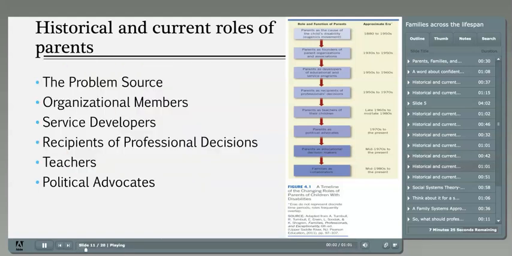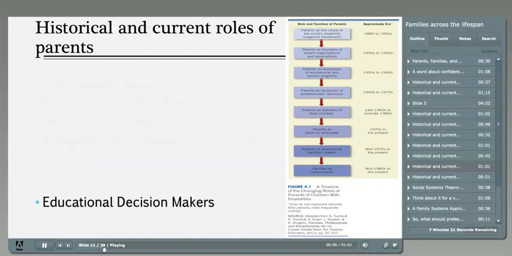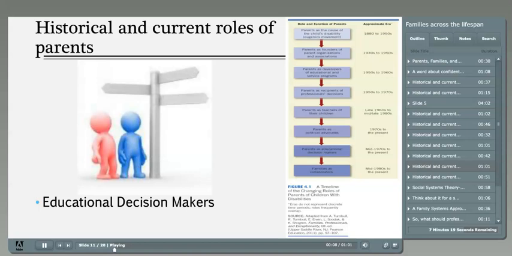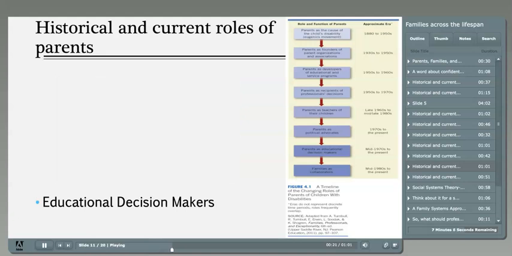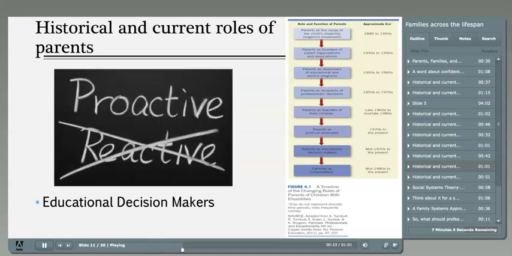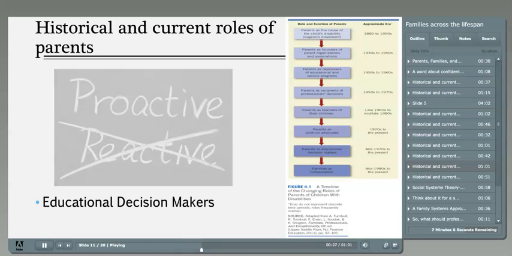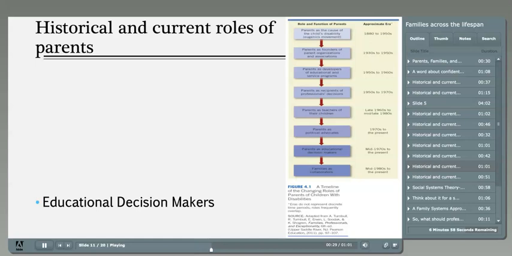Another role is parents as educational decision makers. The law gives parents much authority in terms of educational decisions. It's one of the major changes in the law over the past 30 years. Parents now have a lot of input and authority to decide what should be on the individualized educational plan. Remember that while some parents have really embraced this role, other parents have not embraced the notion of having to make all the educational decisions for their child.